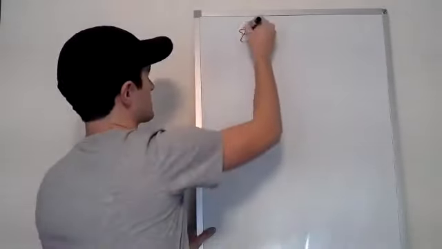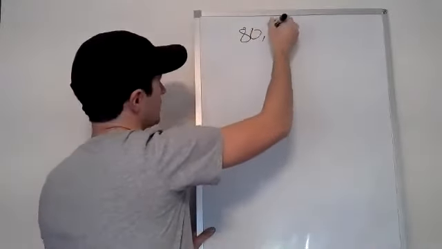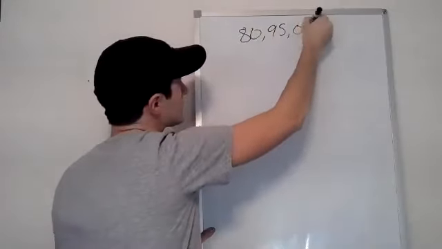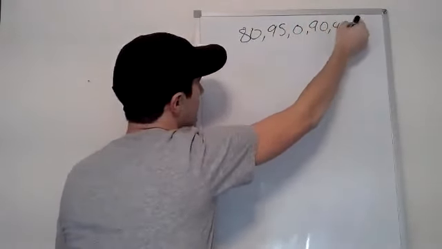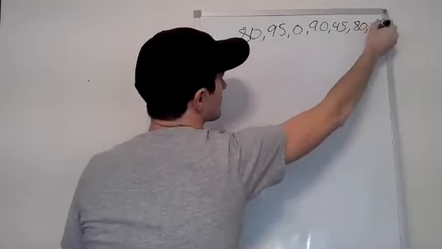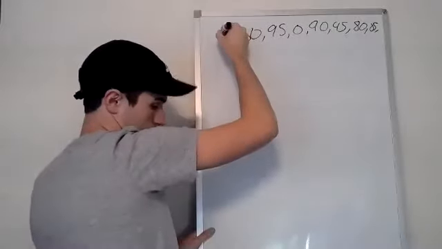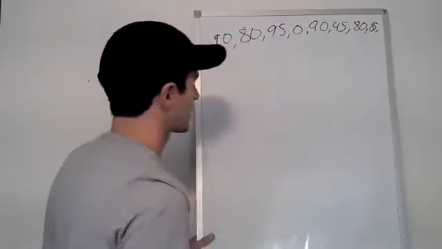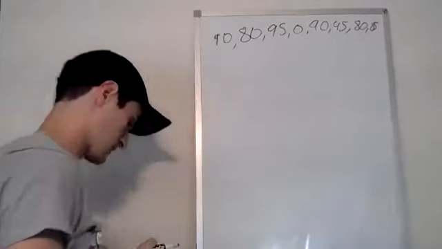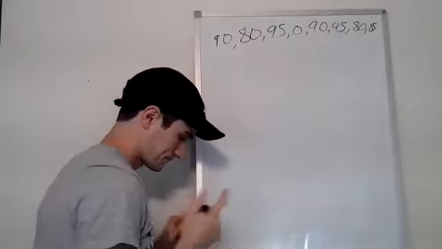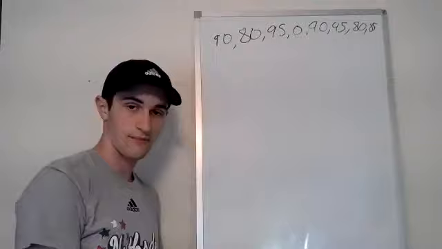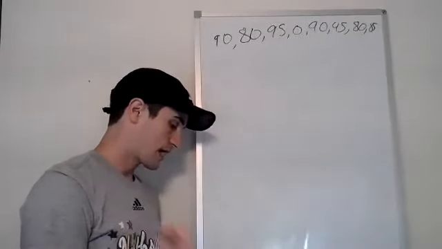So we have 80, 95, 0, 90, 95, 80, 85. I'm just going to put it over here with a 90. Okay, we have that list of numbers. It has a five-part problem here, A, B, C, D, E. But first, let's talk about the outlier.